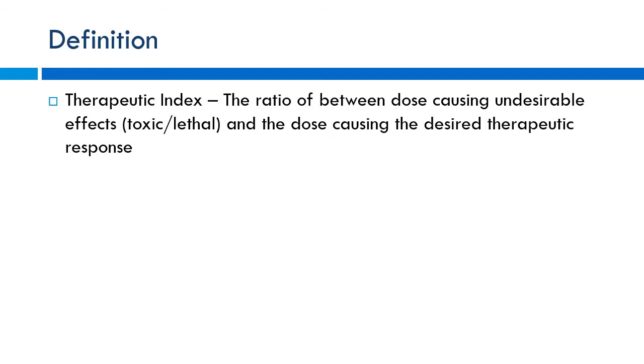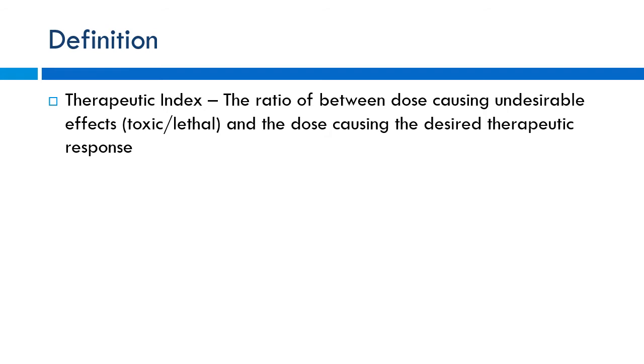So for instance, there are several antibiotics that we use on the inpatient side very frequently. Has anyone ever heard of the aminoglycosides like gentamicin or tobramycin? There's also another one called vancomycin we use for gram-positive infections. It's not important that you memorize those now, but those are ones that have a narrow therapeutic index.